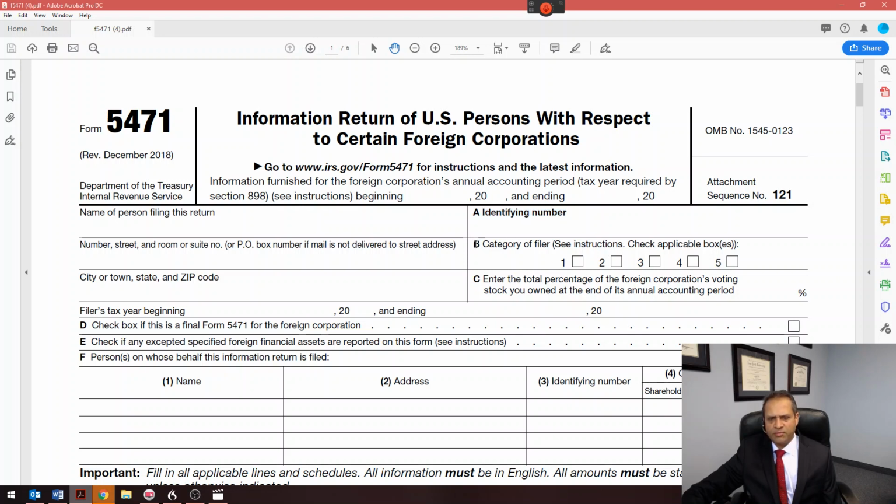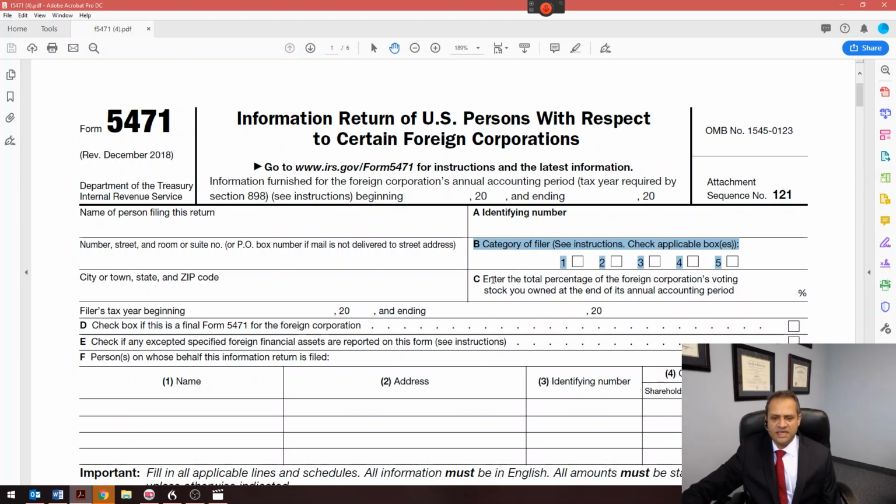Item B is one of the parts that the IRS has indicated is required to be completed, meaning that if you don't complete item B, if you leave it blank, it's not considered filed. So you must complete item B, which is category of filer. In this case, we have categories 1 through 5. You have to pick one. It's a complicated decision that needs to be carefully analyzed, on what category you are, which will result in which schedules you have to file. But that item B needs to be completed.